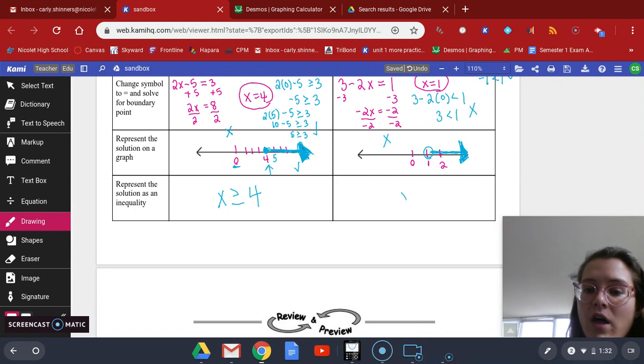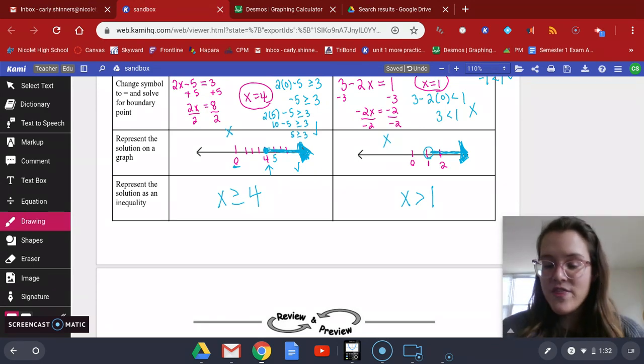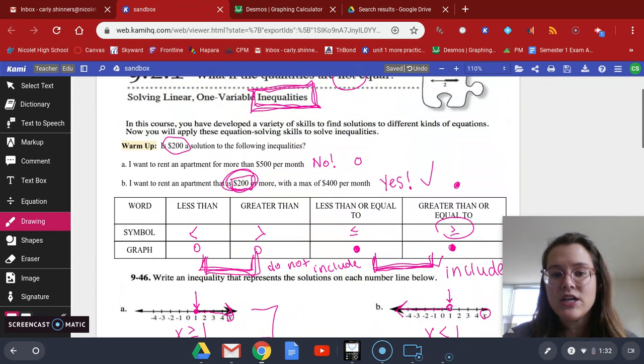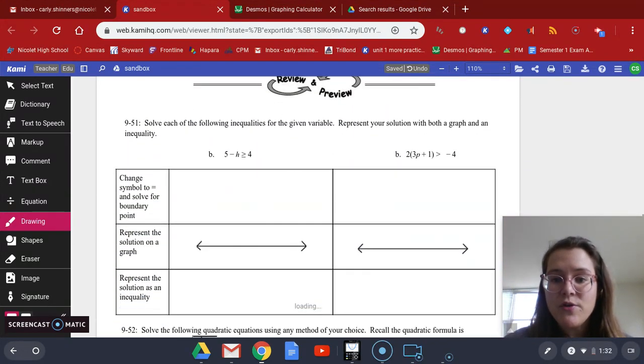And so my inequality would be x is greater than, because I shaded to the right, no "or equal to," because the point is open, 1. X is greater than 1. Alrighty, so that's the big idea of inequalities here today, folks. Let's get started on the review and preview.